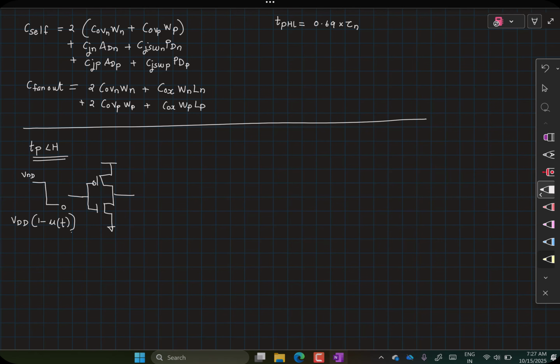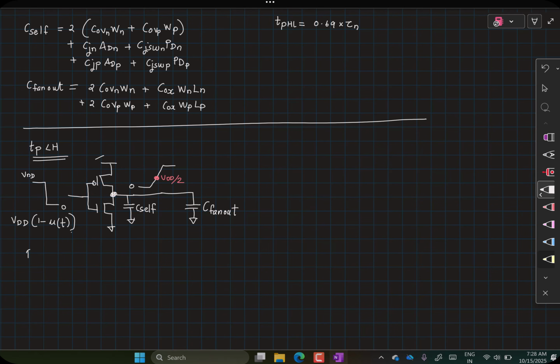And the output node here is going from 0, and we are interested in the time instant till it reaches VDD by 2. And you will have some self-capacitance being offered by the inverter that you see here, and another load capacitance or a fan out capacitance being offered by whatever this stage is driving. Now in this case, because you are charging this node, you have to look at the R equivalent P of this transistor.